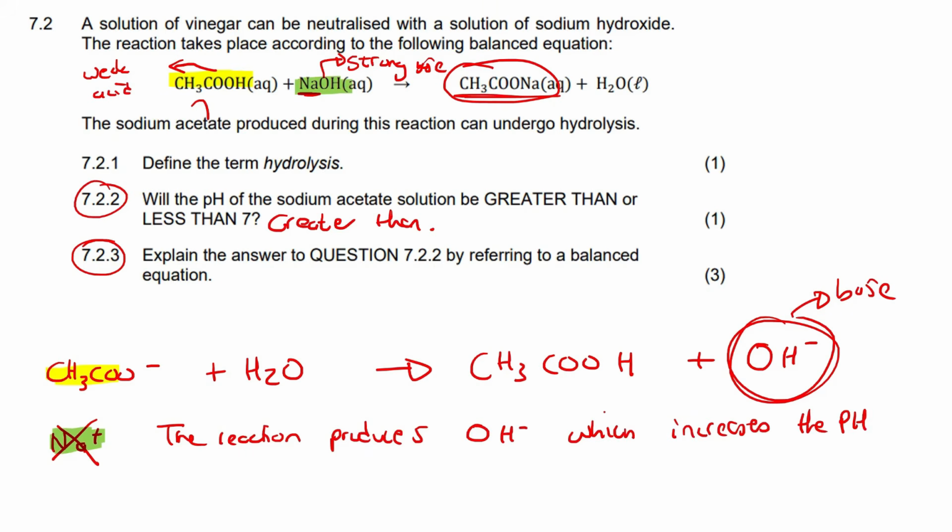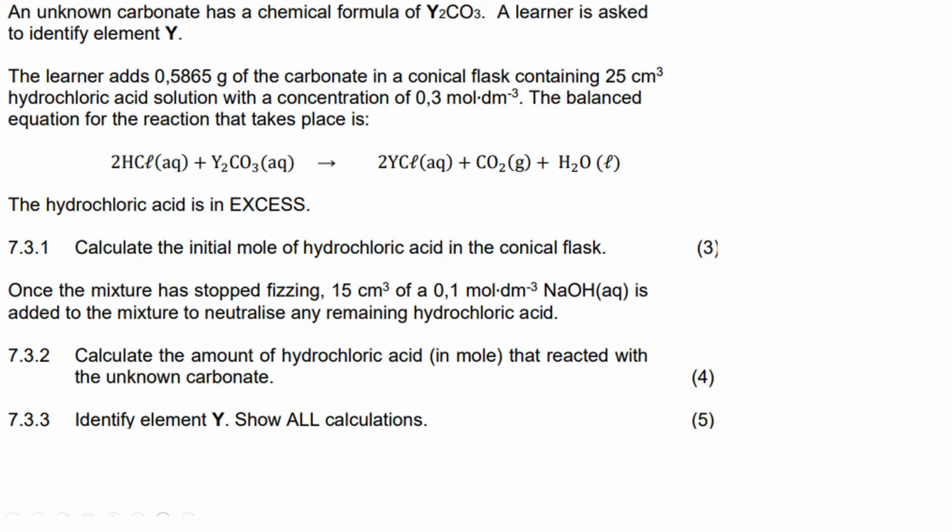the pH. An unknown carbonate has a chemical formula like that. A learner is asked to identify element Y. The learner adds that many grams of carbonate in a conical flask containing 25 cm³ of hydrochloric acid solution with a concentration of that. The balanced equation is there. The hydrochloric acid is in excess. Okay, first question: calculate the initial moles of hydrochloric acid in the conical flask.